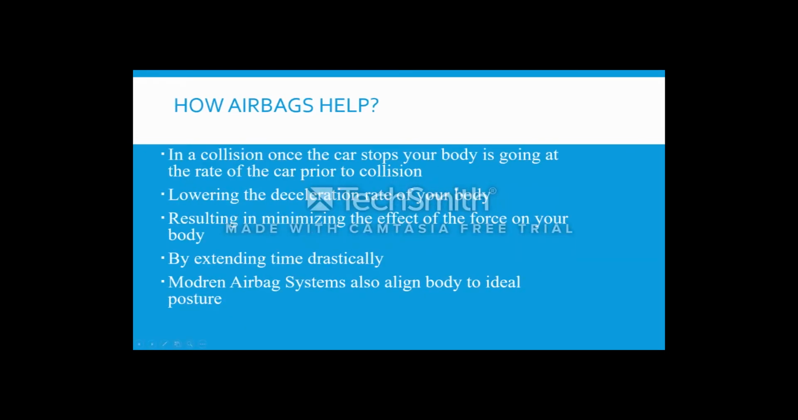So how do airbags help? Well, when your car decelerates and there's a crumple zone at the front, it decelerates very fast, but your body is still going the same speed as the car was prior to the collision. So in order to decrease the force of you hitting the steering wheel, it uses compression, or this extended collision time, to lower the deceleration rate of your body, which in turn minimizes the effect of force on your body. And in modern day airbag systems, there are also airbags beside you and above you which align your body to the ideal posture for collision.